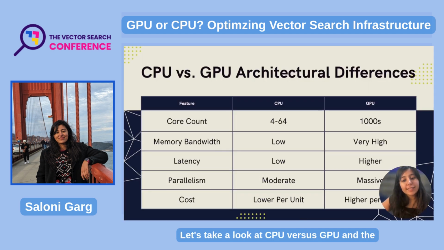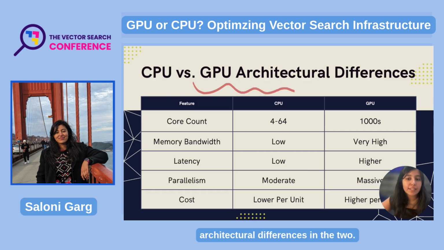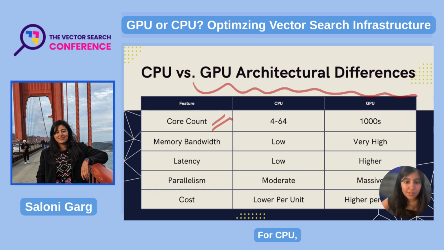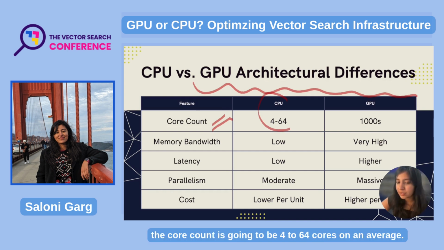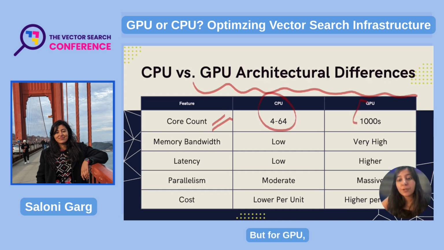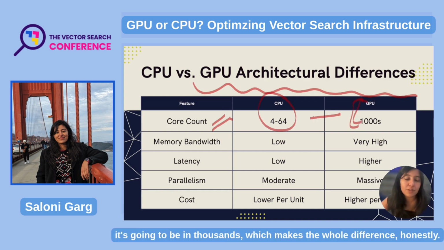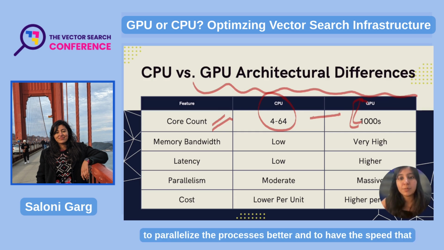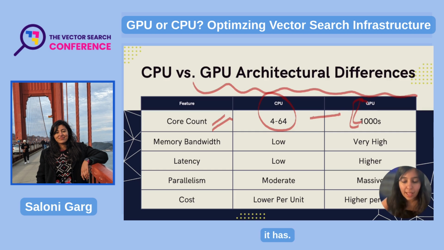Let's take a look at CPU versus GPU and the architectural differences in the two. So the first and most important difference is the core count. For CPU, the core count is going to be 4 to 64 cores on average, but for GPU, it's going to be in thousands, which makes the whole difference, honestly. So this helps the GPU to parallelize the processes better and to have the speed that it has.